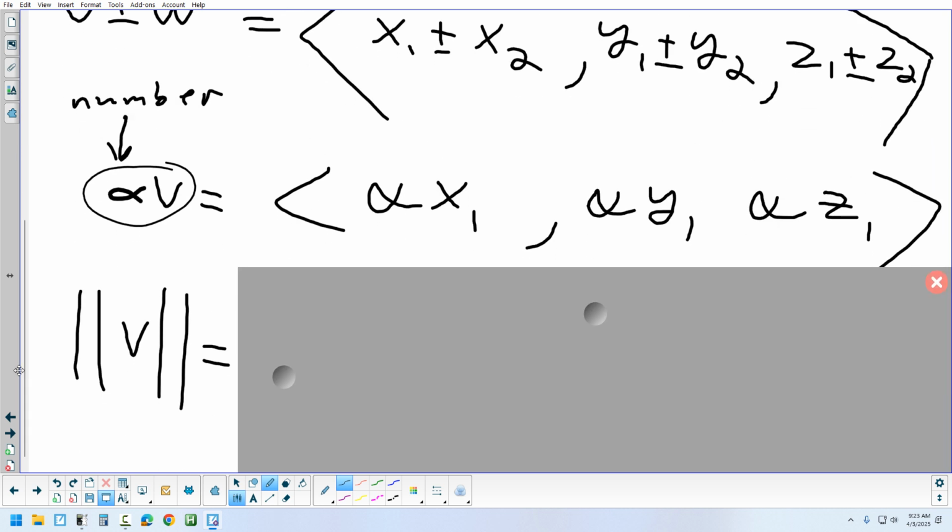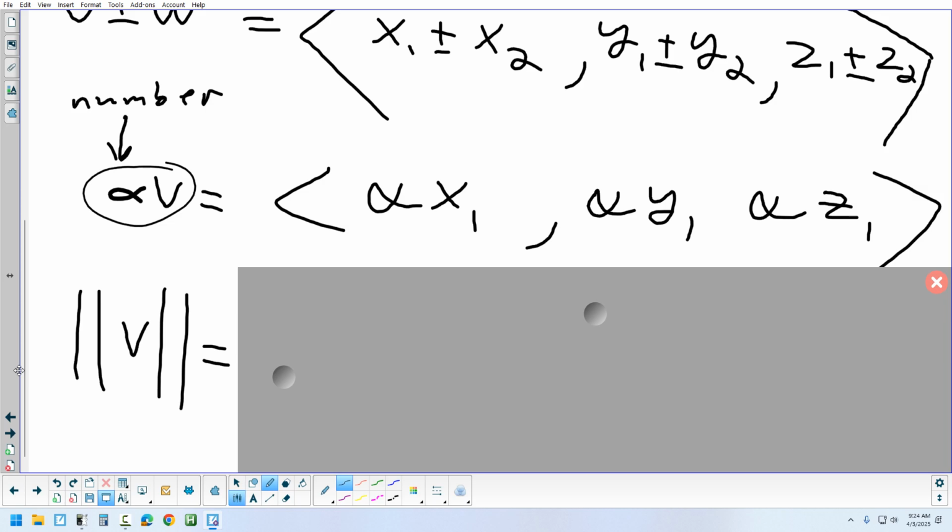And magnitude. Okay, we can also do magnitude in 3D. If you have an idea of how to find the distance between 2 points in 3D, finding magnitude in 3D, the formula is going to look very similar.